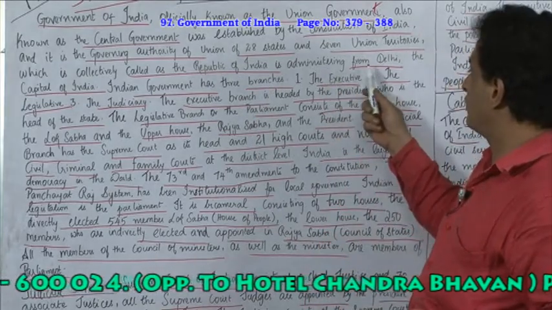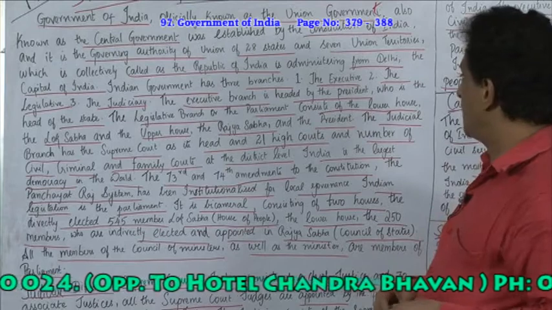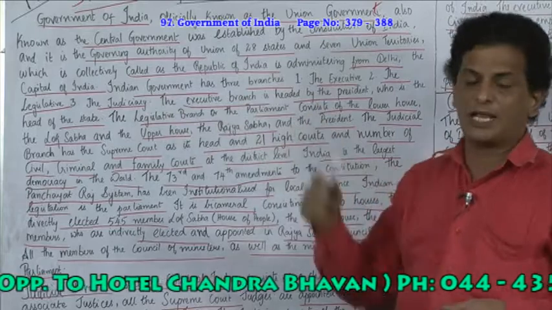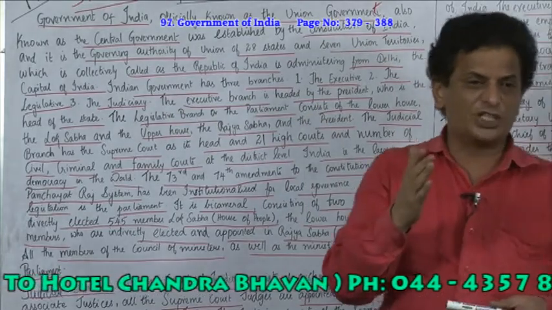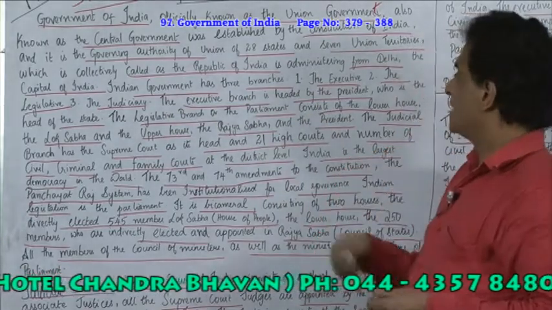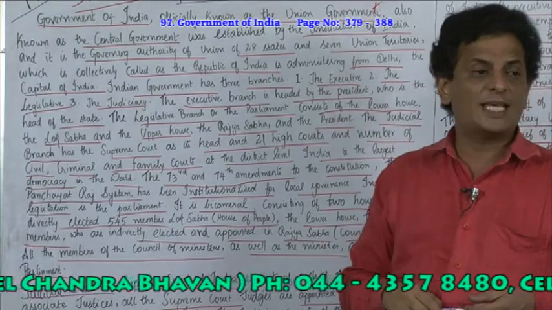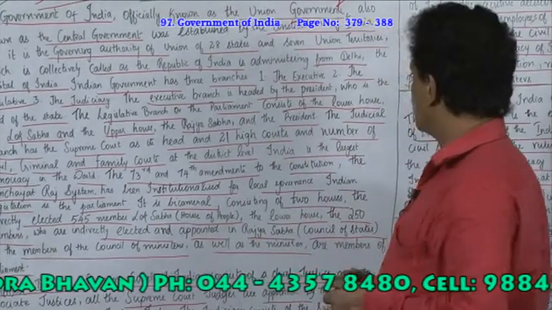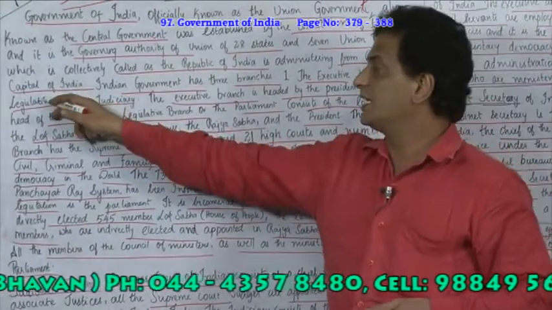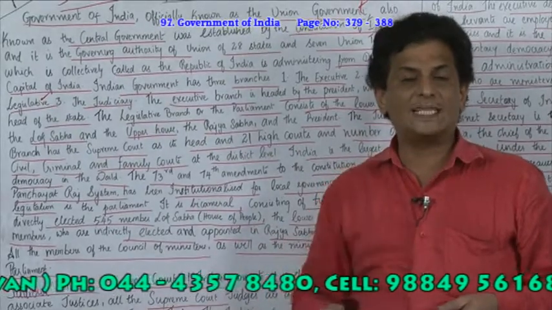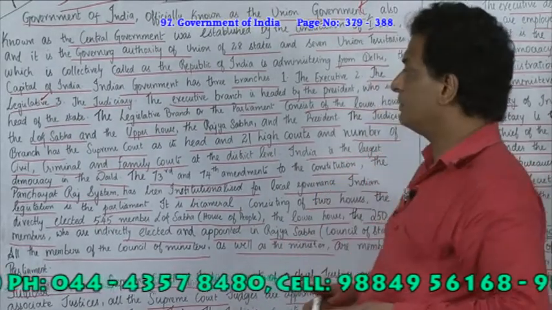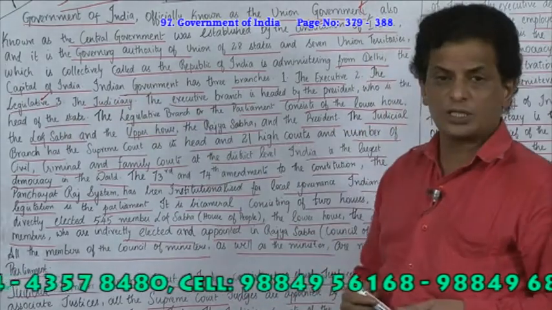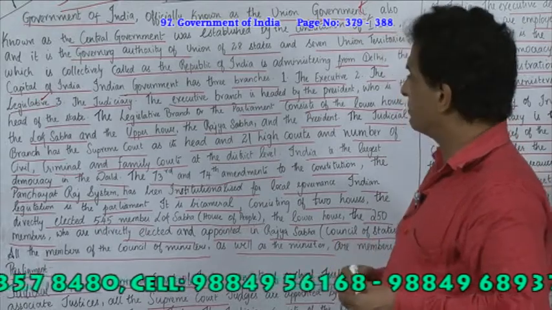It is administered from Delhi. Delhi is the head office place where they administer, the capital of India. The functioning of the Indian government has 3 branches. Number 1 is the executive. All the IAS and IPS officers who administer are called executives. The legislative are the people whom the people elect, the MPs, the MLAs, everybody comes under legislative. The judiciary means the courts, the Supreme Court, High Court, the Sessions Court.